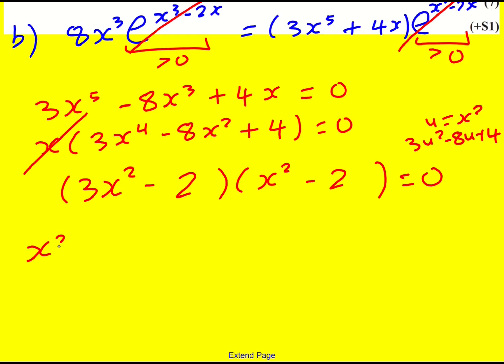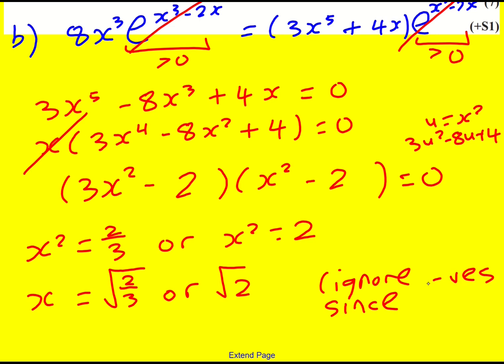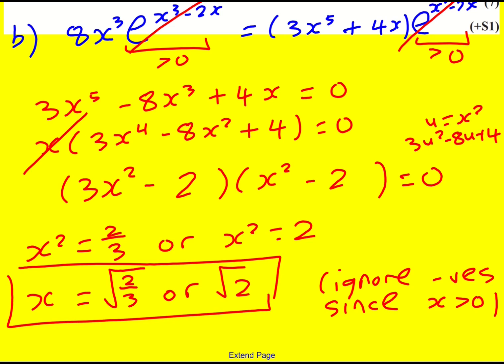So therefore, 3x squared is equal to 2, or x squared is 2/3, or x squared equals 2. And that means that x is going to be the square root of 2 over 3, or the square root of 2. Ignore the negatives again, since x is greater than 0. These are the x coordinates of the points of intersection.